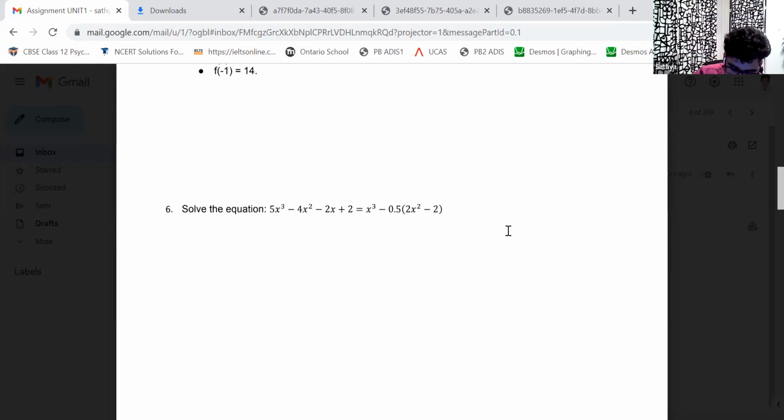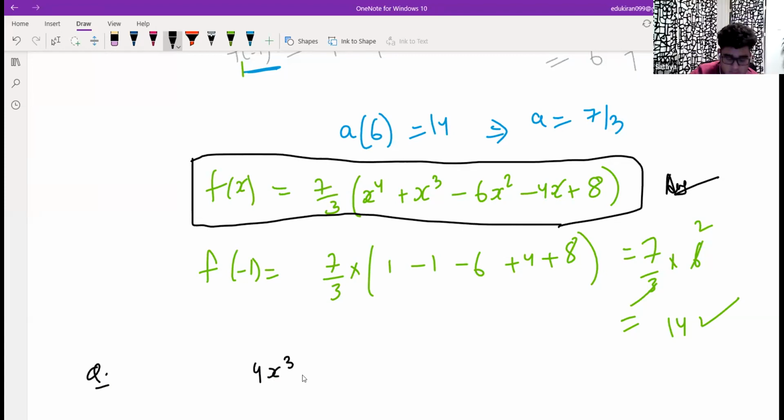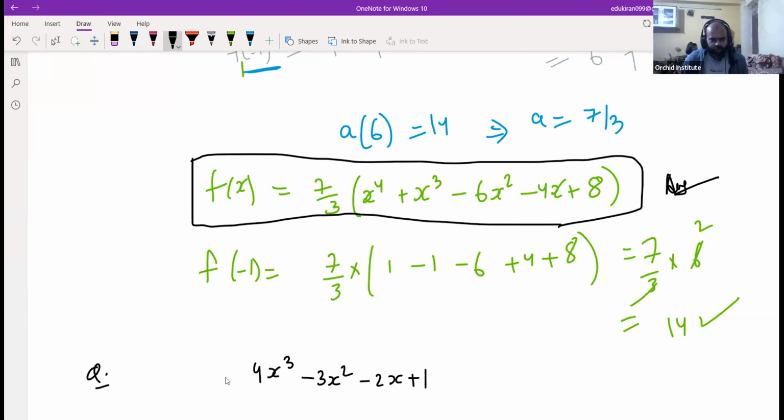So let me first write them. What is the equation? 4x cubed minus 3x squared minus 2x plus 1. Now you have to factorize it.